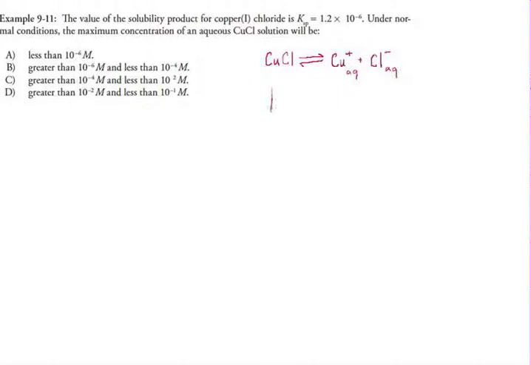So if we were looking at our solubility constant, again, we know that we're just looking at the concentration of these ions. So Cu times the concentration of Cl, like so, right? And they've told us that all of that is equal to 1.2 times 10 to the negative 6th.